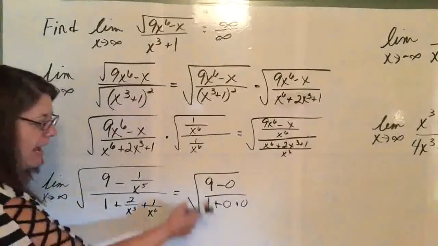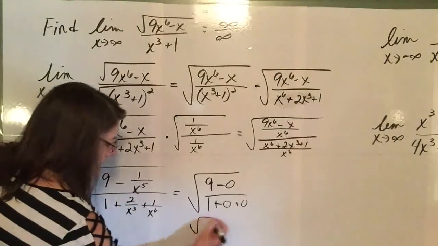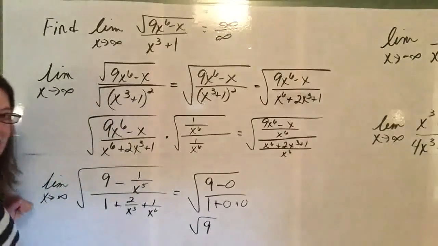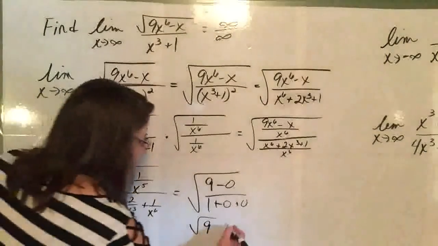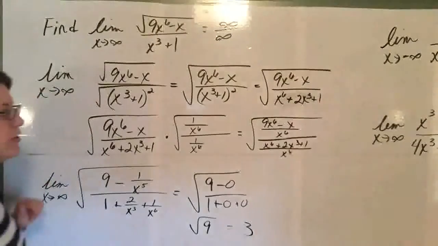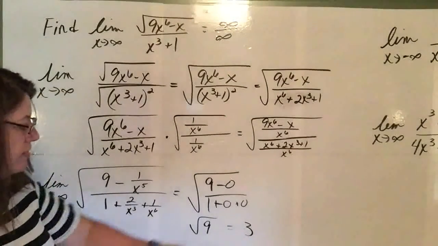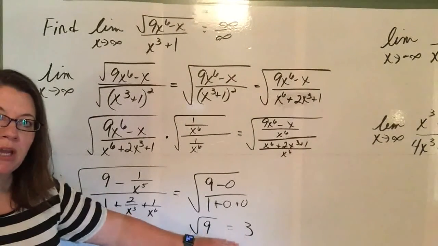So look at what I have. I have 9 over 1. I have the square root of 9. The square root of 9 is 3. So as x approaches infinity, I will get 3.